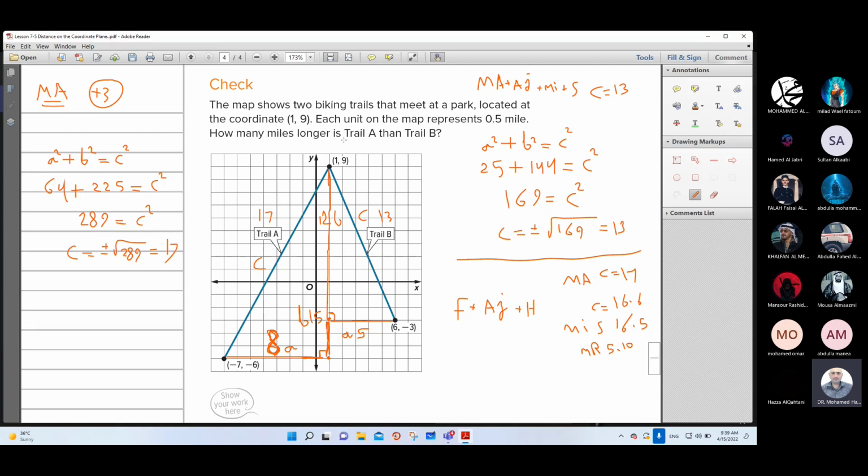How many miles longer is real A than real B? What do I do to know? 4 miles. Excellent for all. Great work. And this is our lesson for today.